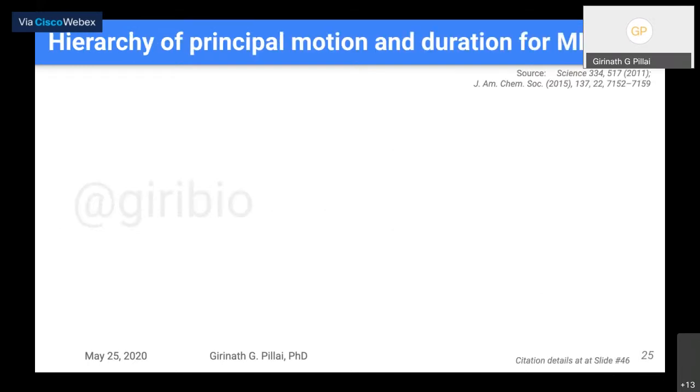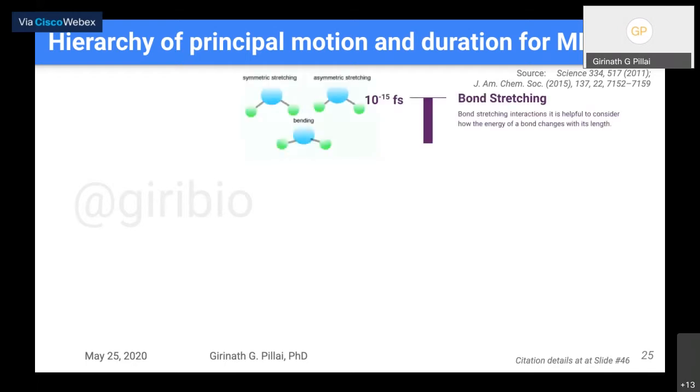Now, what is the hierarchy of principal motion and duration of MD? This is something on which I spent a bit more time preparing this particular slide compared to the others. This is where I'm going to talk about how much time to be given for what kind of calculation, and what kind of computers you require for that particular calculation. So let me start. First is the bond stretching.